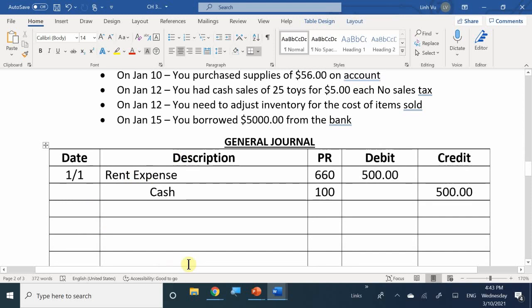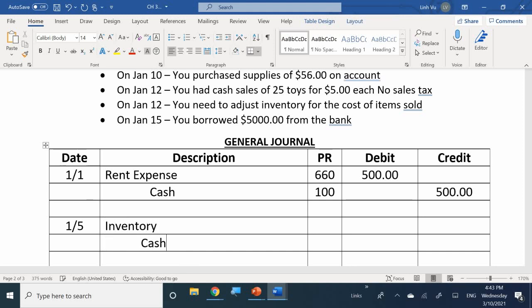In this case, this is a general rule of thumb as well: if you notice, every transaction is separated by a line to determine when the next transaction starts and when the previous one ends. So here I'm going to leave a line of space to show that my first transaction is separate from my next transaction. We determined that inventory is going to be used, and we established that we paid with cash.